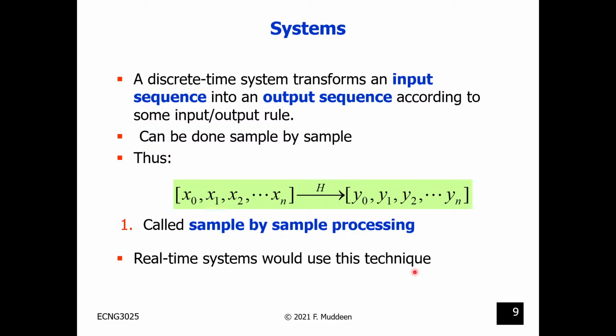Typically, when you're dealing with serial data, this is representative of real-time systems where the data is coming in one by one, packet by packet, and so forth. And you need to process each packet accordingly to produce the required output packet. So real-time systems use sample by sample processing in particular.